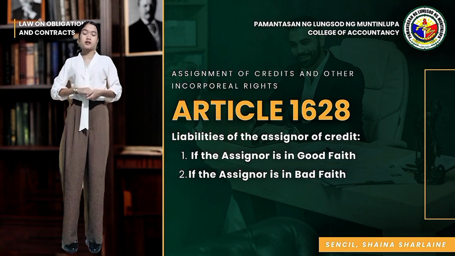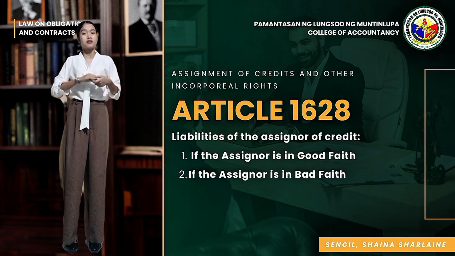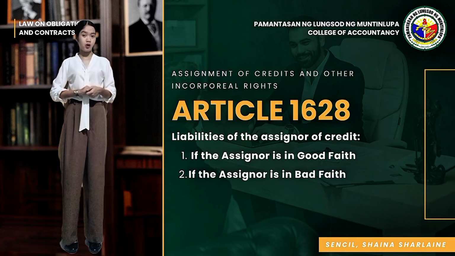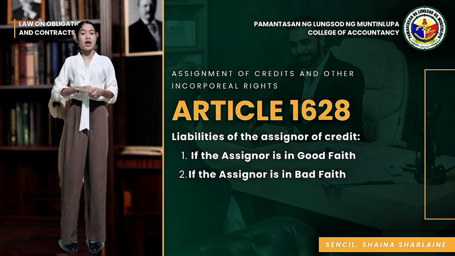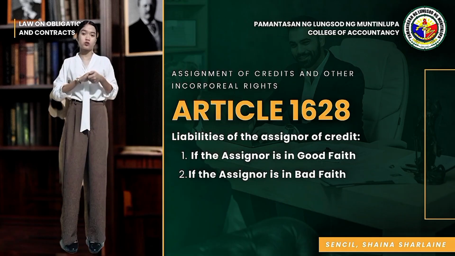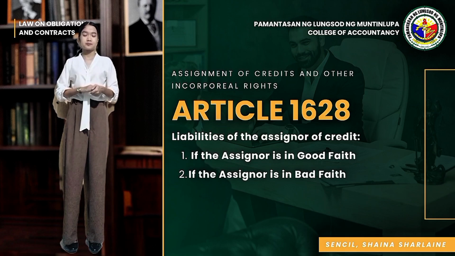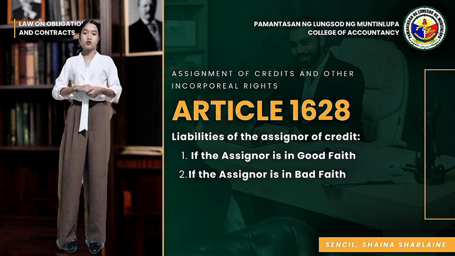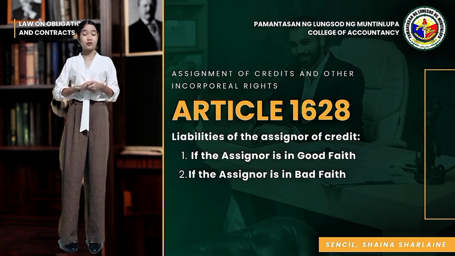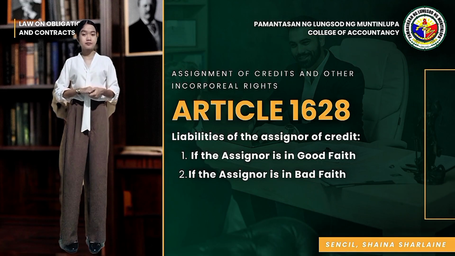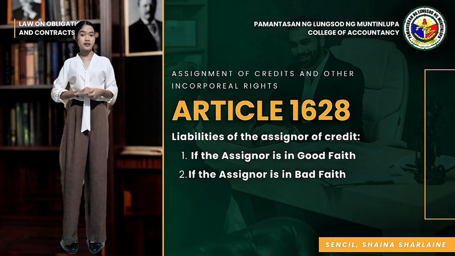Second, if the assigner is in bad faith, the assigner is fully liable, which includes the refunding of the price of the credit and paying all expenses related to the assignment, and also paying damages or compensation for losses. So, to know if an assigner is in bad faith, he knew that the credit didn't exist at all and was illegal, and the debtor also was insolvent but still sold the credit.